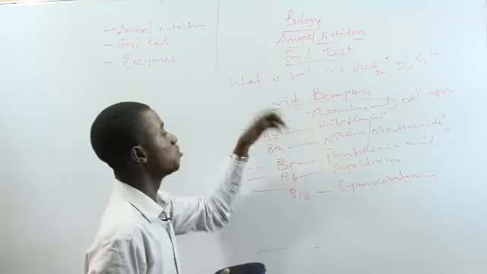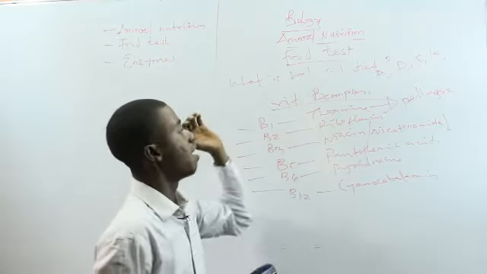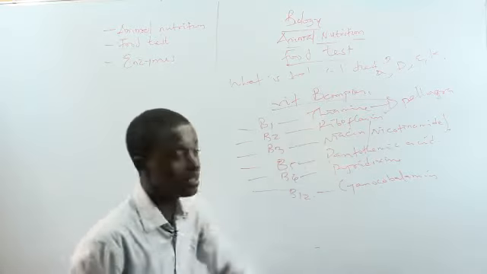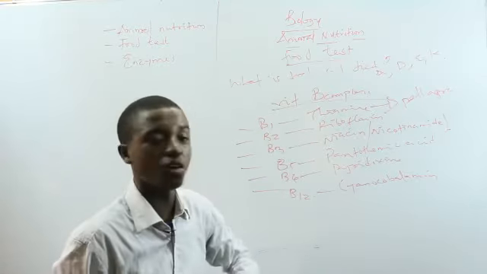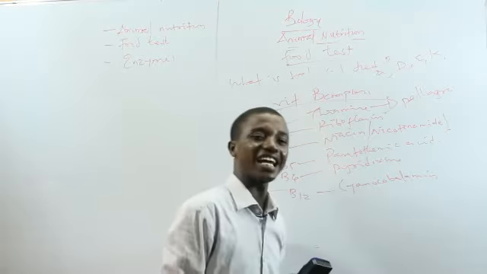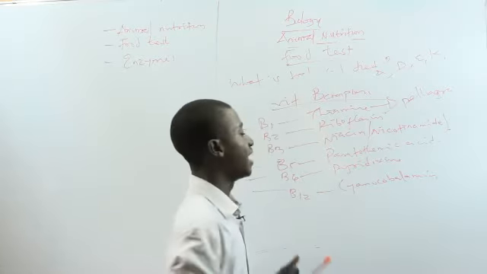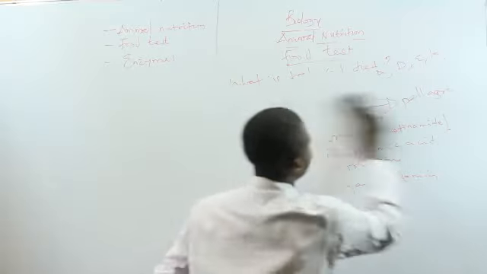Now I will quickly recap the various types of vitamin B complexes that we have. Vitamin B1 is called thiamine. Vitamin B2 is called riboflavin. B3 is called niacin or nicotinamide. B5 is called pantothenic acid. B6 is called pyridoxine. B12 is called cyanocobalamin. So now we'll be looking at the last one, which is vitamin C.